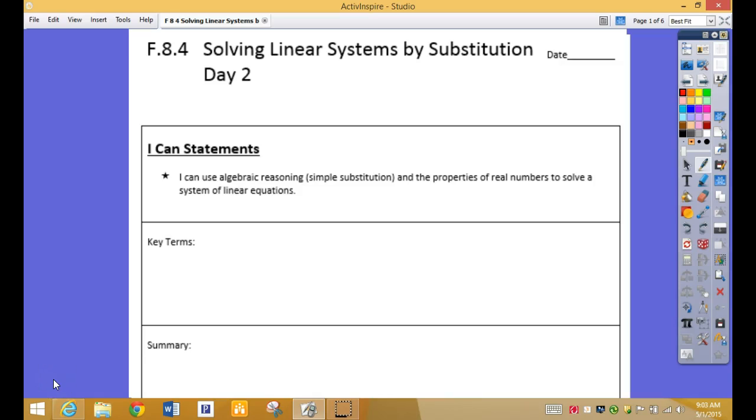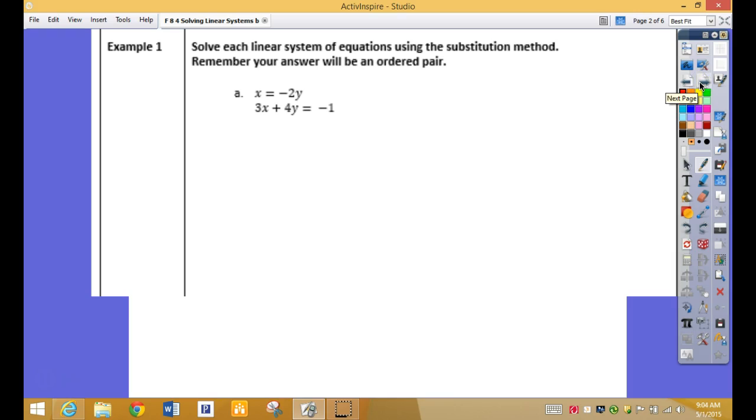F.8.4 Solving Linear Systems by Substitution, Day 2. Like I was explaining earlier, it's exactly what we just got done doing, correcting from yesterday when we did it with substitution. But now, instead of being able to combine like terms right away, we're going to have to do the distributive property first. Distributive property. Example 1.